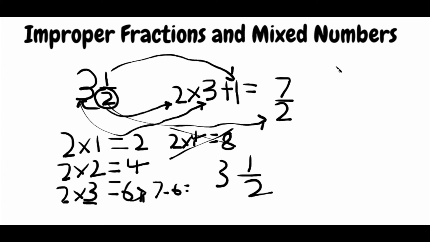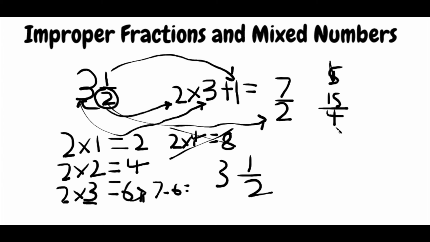Let's see, how about, I'll just make this up. Let's do maybe 15 over 4. How about that? So we want to write 15 over 4 as a mixed number. We've got the improper fraction, and we want to go to a mixed number.